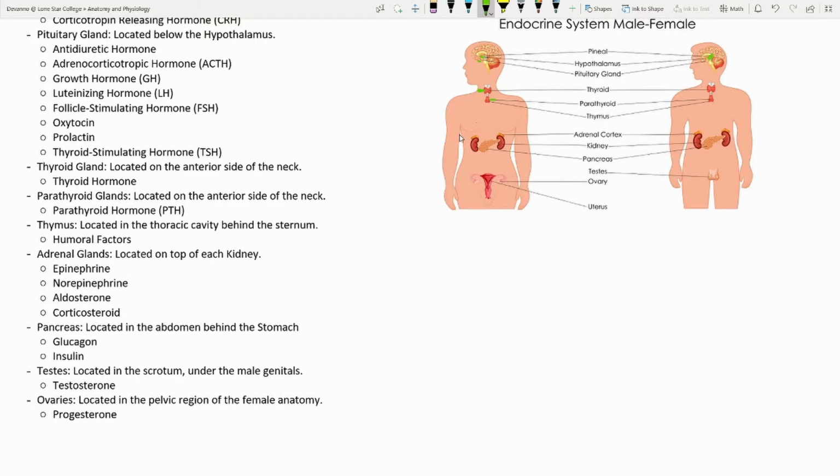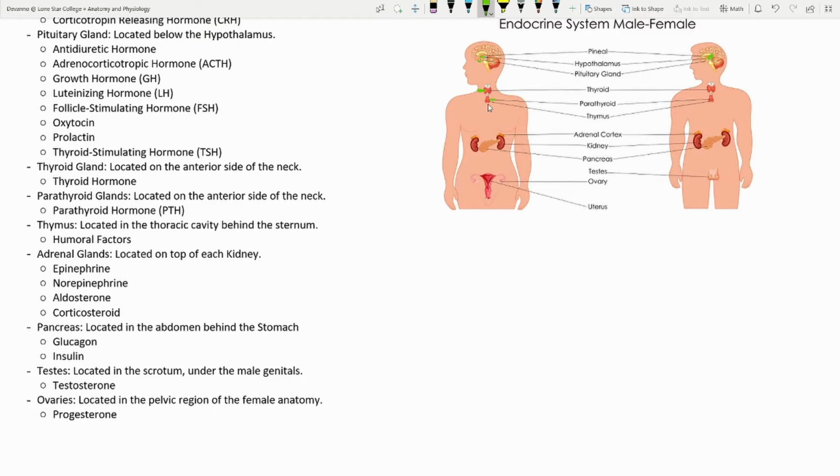So the parathyroid pretty much controls the amount of calcium in the blood. If there's too much calcium, it cuts the production of calcium into the blood, and if there's too little, it increases the amount released into the bloodstream. So, for the most part, that's really what it does. That's the most important thing.